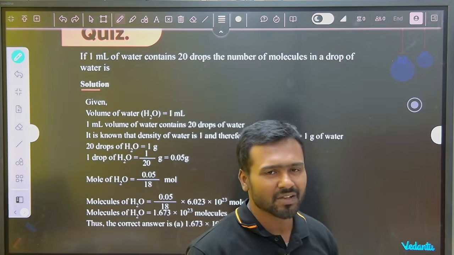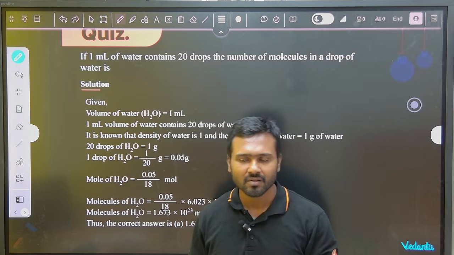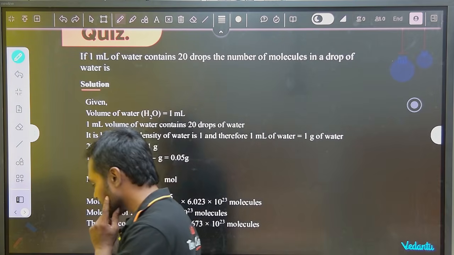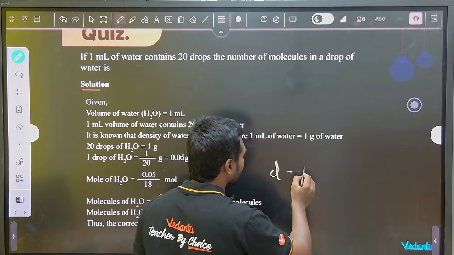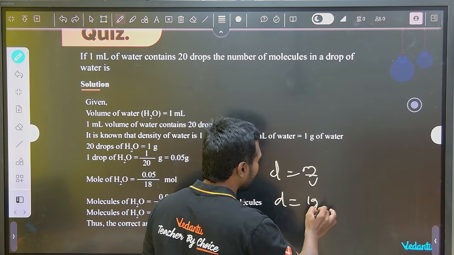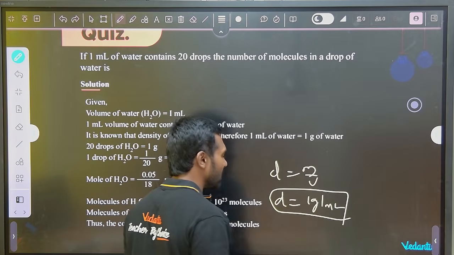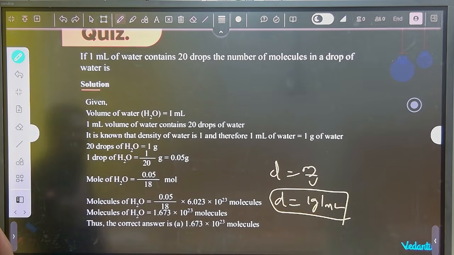The density of water is 1 ml per centimeter cube, right? Density is equal to mass by volume. So let's take the density of water as 1 gram per ml. If you take 1 gram per ml, then the density is 1 and the volume is given as 1, so the mass we are going to get is also 1 gram. So mass is equal to 1 gram.